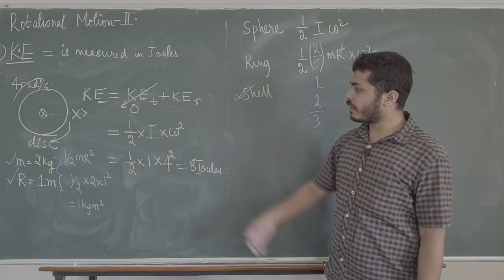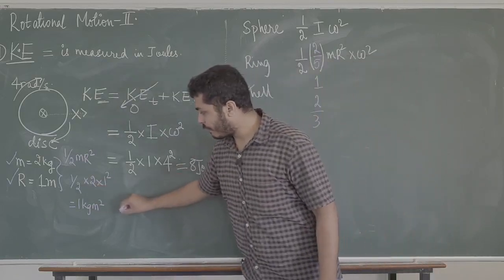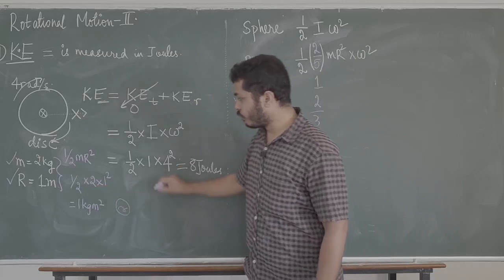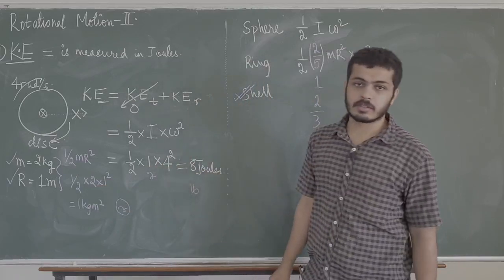So if you tried solving that for a ring or something, so instead of I is equal to half into 2, I would be equal to 2. So if you put 2 over here, then this would just be equal to 16 joules. So on and so forth.